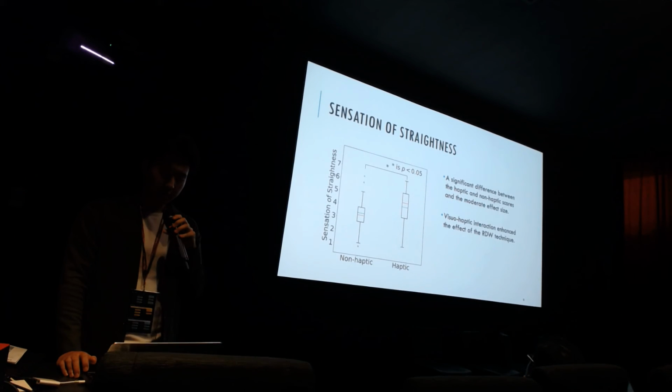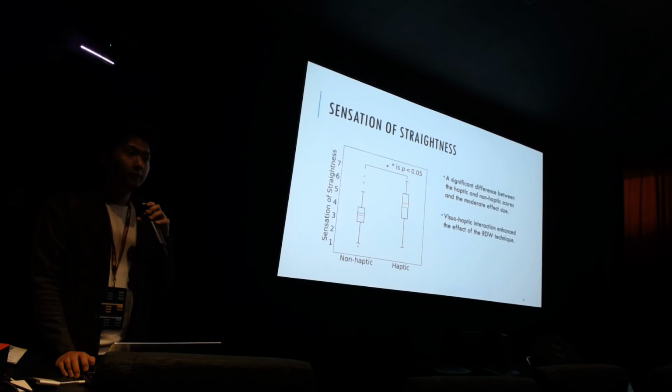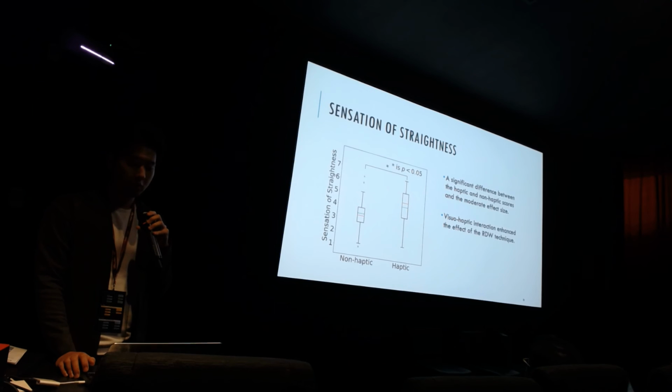This figure shows the box plot of sensation of straightness scores. We found a significant difference in sensation of straightness between the non-haptic and haptic conditions. This result suggests that visuo-haptic interaction enhances the effect of the redirected walking technique.